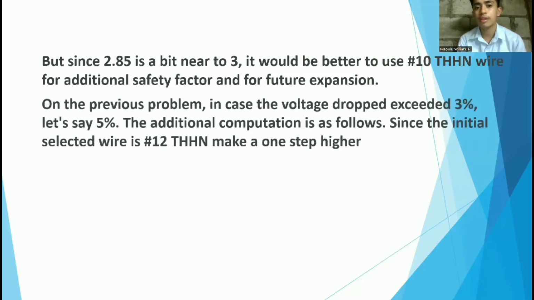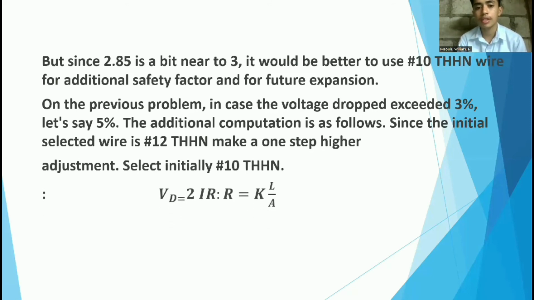On the previous problem, in case the voltage drop exceeded 3%, let's say 5%, the additional computation is as follows. Since the initial selected wire is number 12 THHN, make a one step higher adjustment, select initially number 10. Gamitin muli natin yung equation.